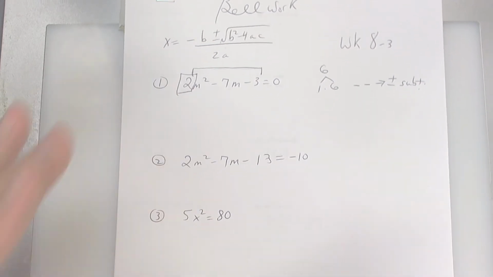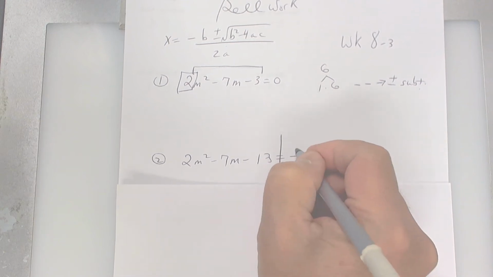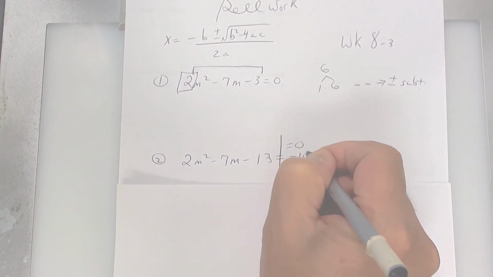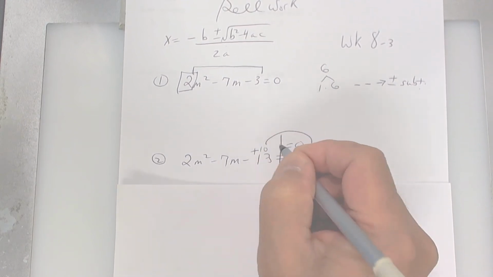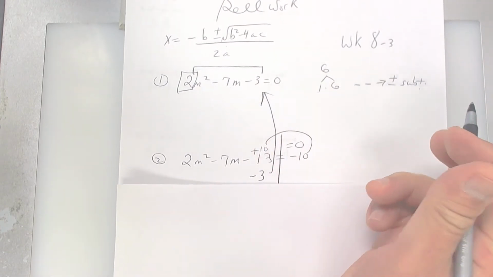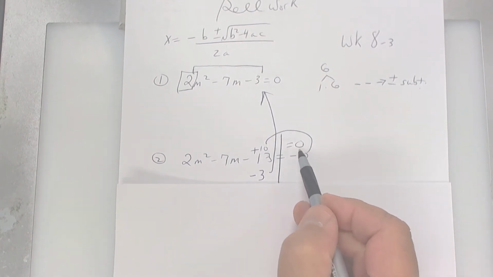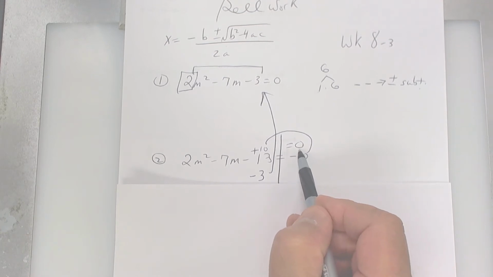All right, this one right here is basically the same thing as the one we just did, but you have to get it equal to 0. So what you want to do is add 10 to this, and when you add 10, you get a -3, and it becomes the same exact problem. So I'm not going to work it twice, but I just want to make sure you understand that you need to get it equal to 0 before you identify your A, B, and C.